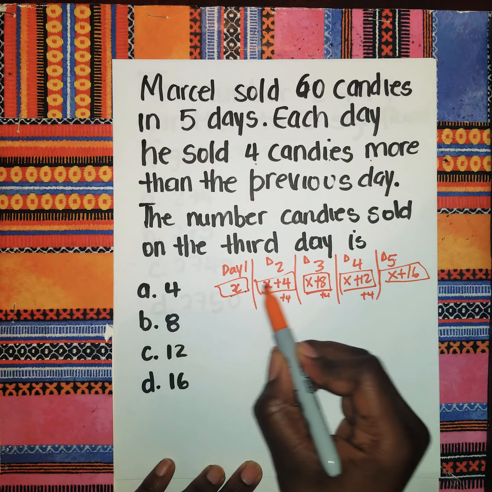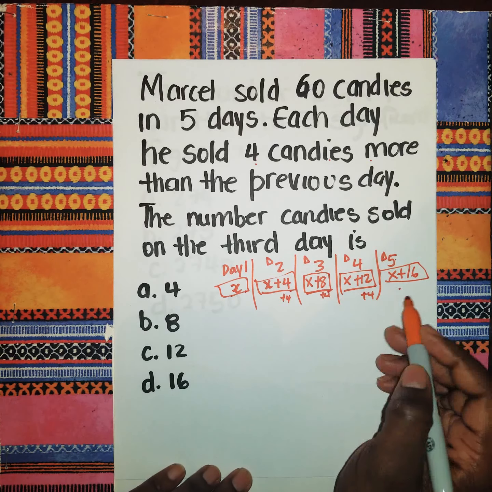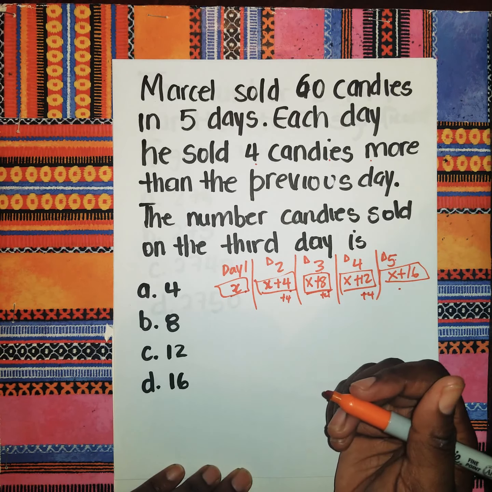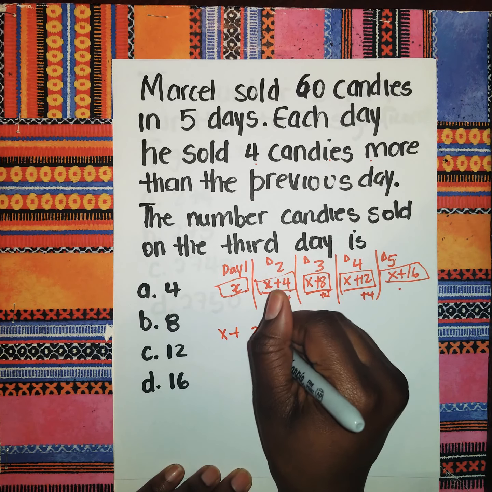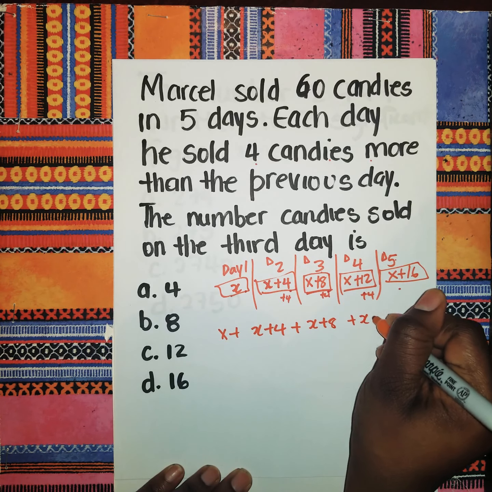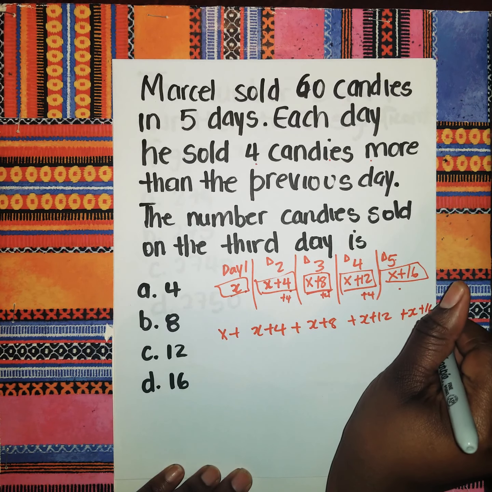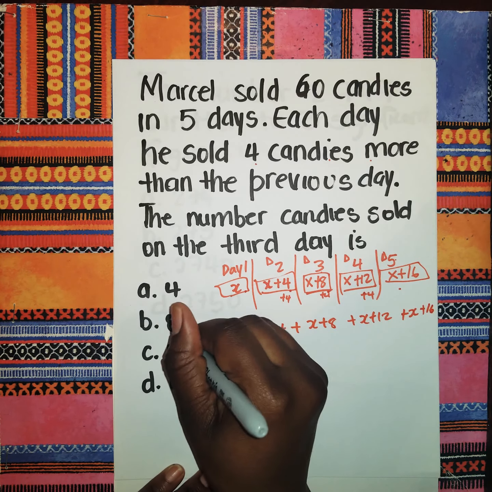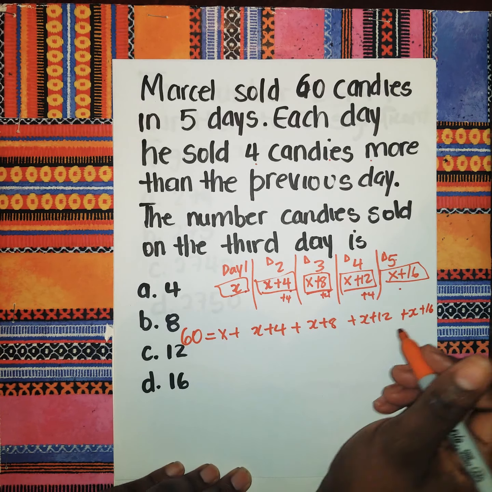So day 1 plus day 2 plus day 3 plus day 4 plus day 5 should give you 60 candies in all. Alright, so what you basically do is add them. So x plus 4 plus x plus 8 plus x plus 12 plus x plus 16, and that should give you 60 in all. Okay, so from here let's simplify.